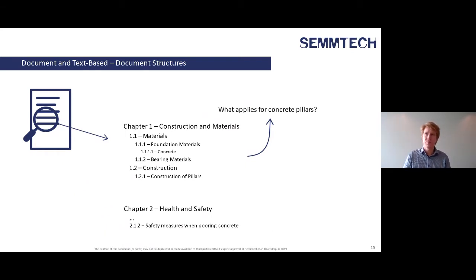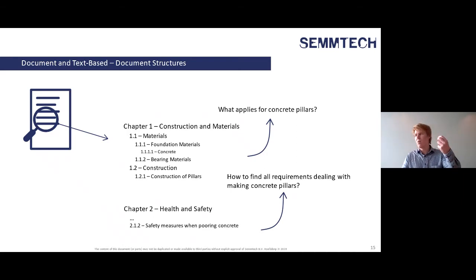The same if we want to find requirements dealing with the making of concrete pillars. There are also health and safety issues that are stored somewhere in a completely different chapter in this particular example. So we have to scan an entire document to find information spread out all over the place, and then make our own interpretations whether or not these are relevant to one and the same subject. So again, document and text-based structures aren't really suitable or very productive in terms of how we want to use this information stored within these texts and documents.